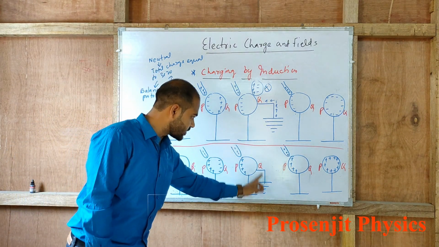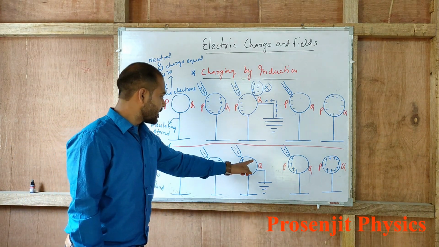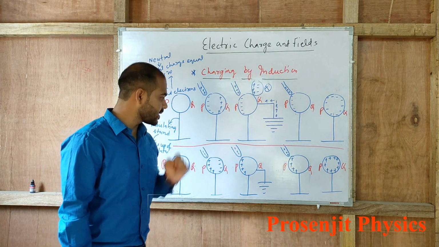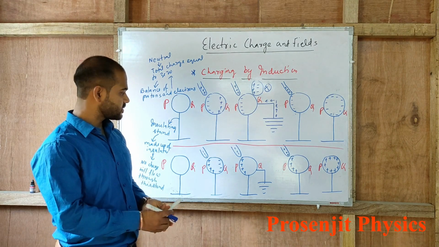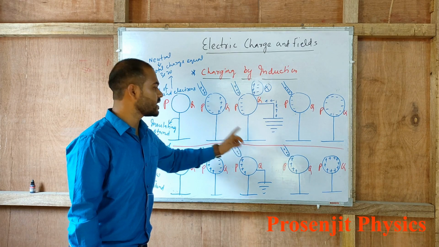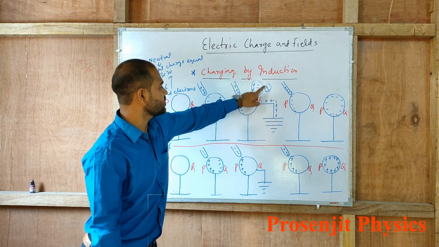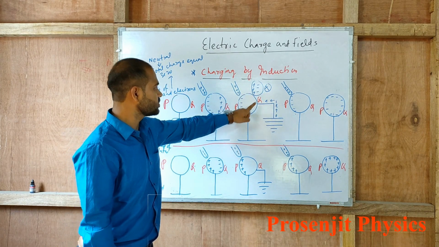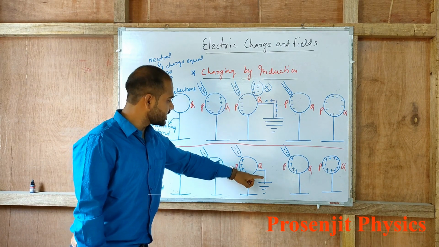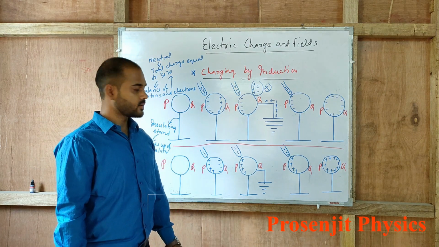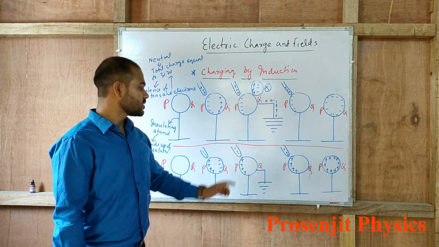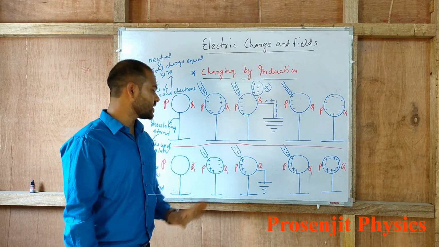Now Q end is grounded and negative charge will go to the ground. Remember, in both the cases, electron will flow. Here also from ground to Q, electron is flowing, and here also electron will flow. In both the cases, electron will flow. Positive charge will never flow.